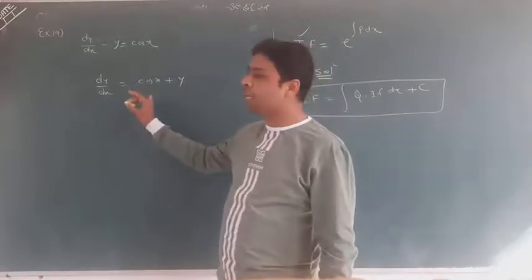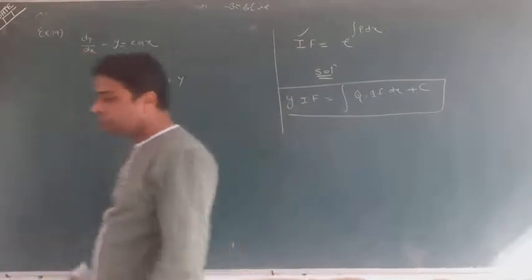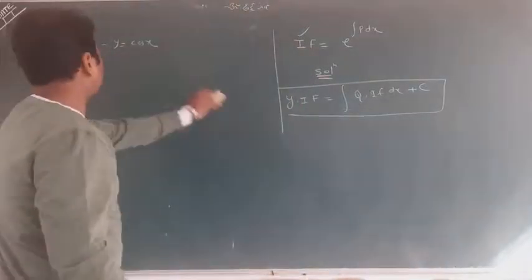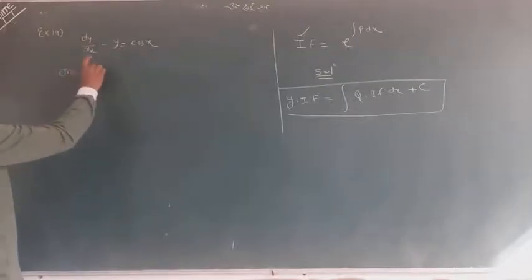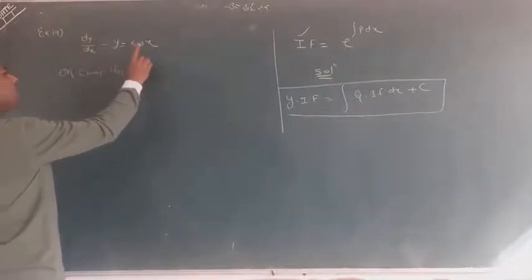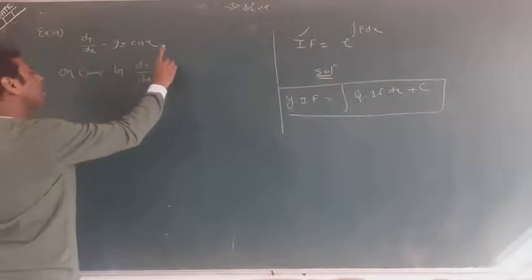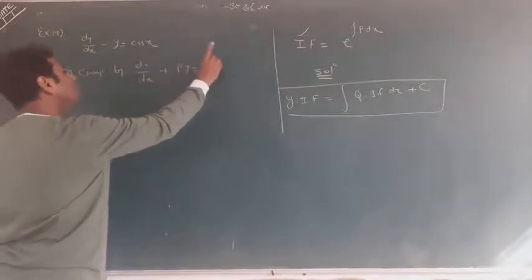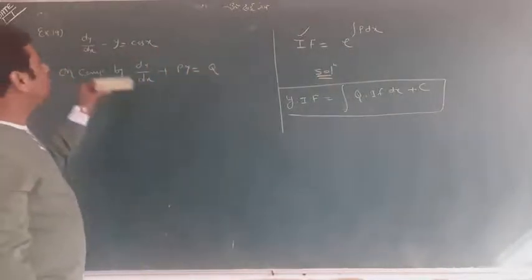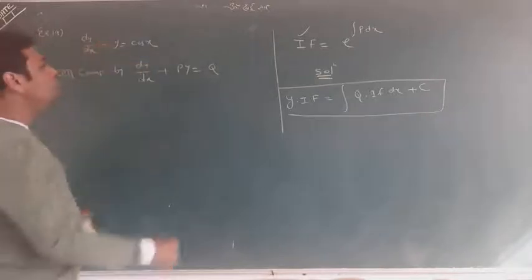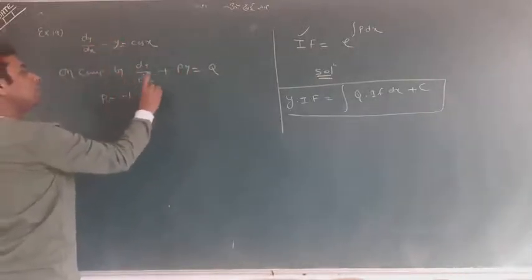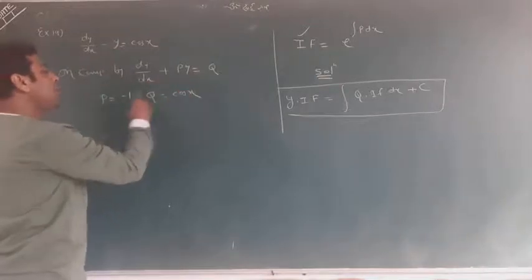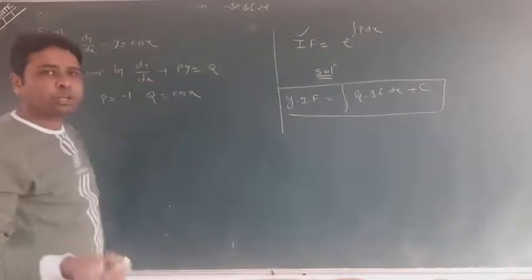So it is completely looking like, can you see? Now the term is not very important for us, because we can compare with dy by dx plus py equal to q. It looks the same. Say p is equal to minus 1, q is equal to cos x. P and q are either constant or function of x.